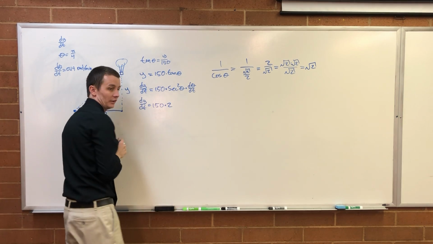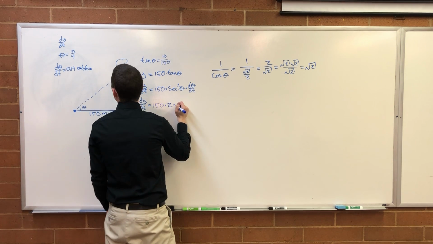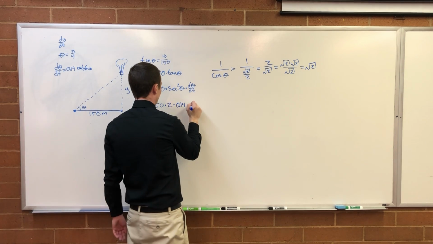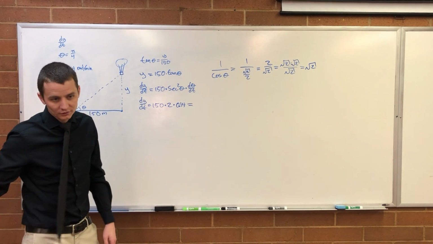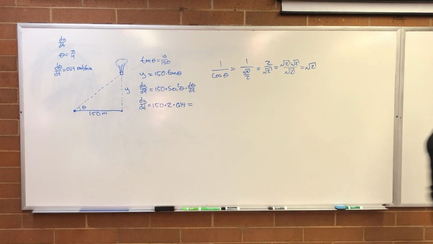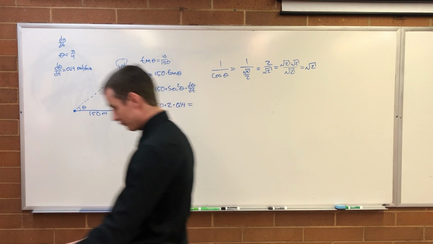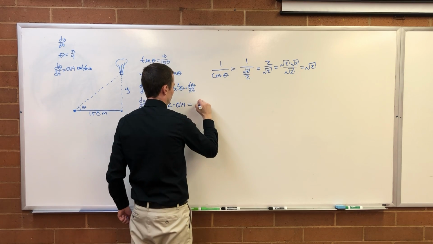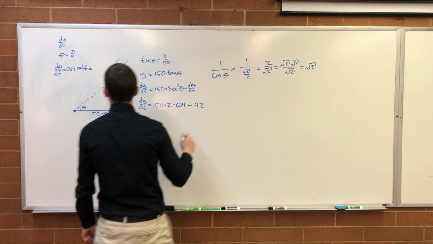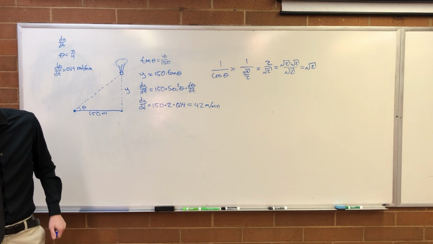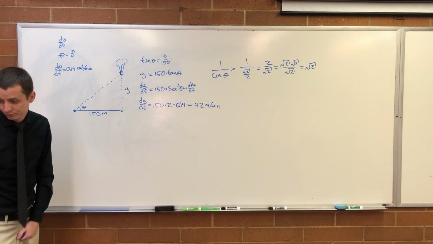So dy dt is 150 times 2, all that times 0.14. What's 300 times 0.14? It's 42. Came out exactly 42, and this is going to be meters per minute. Check the answer with the book. Yep, 42 meters per minute.